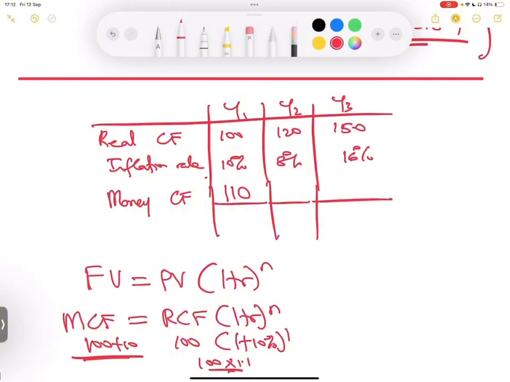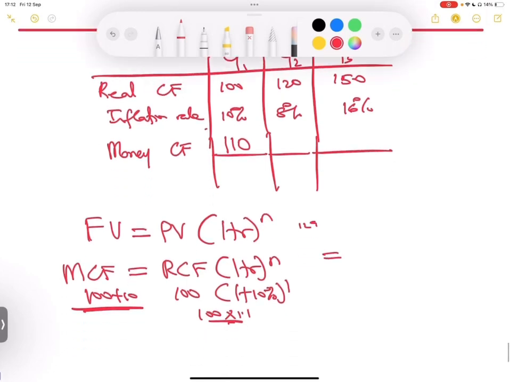Let's try. So for year two, our money cash flow will be the real cash flow, 1.08 raised to power 2 because it's year 2, multiplied by 120. That is 139.9, so we can just say 140. So it's not 129.